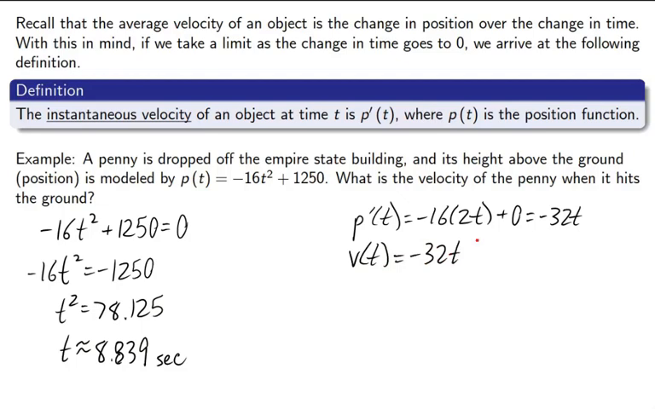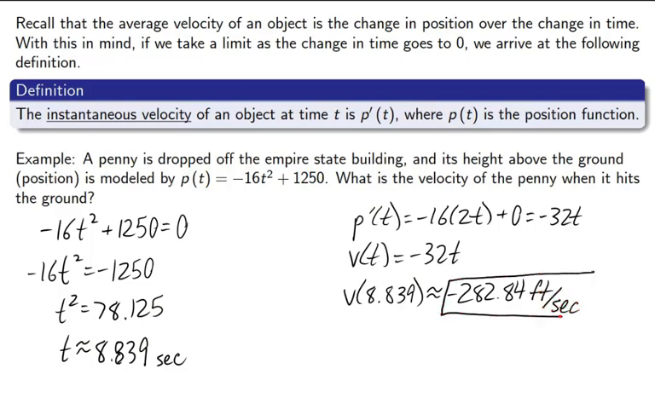If I want to know how fast the penny is going, I'll plug in my 8.839 seconds, and I get approximately -282.84. The units on that are going to be feet, which isn't really written in this problem, but the 1250 is in feet, so this is feet per second. That's pretty fast. Whether it would crack someone's skull is hard to say, but that is pretty fast.